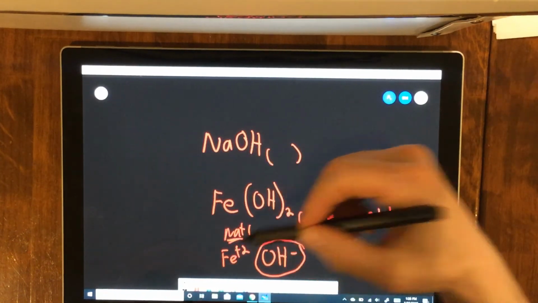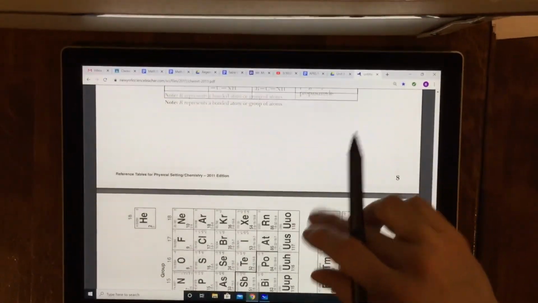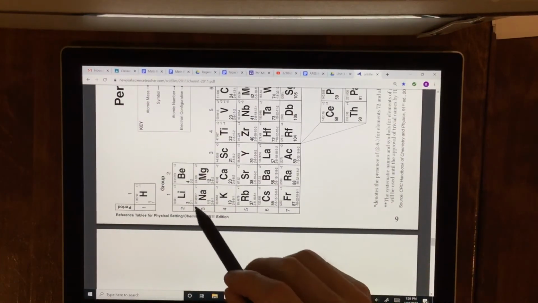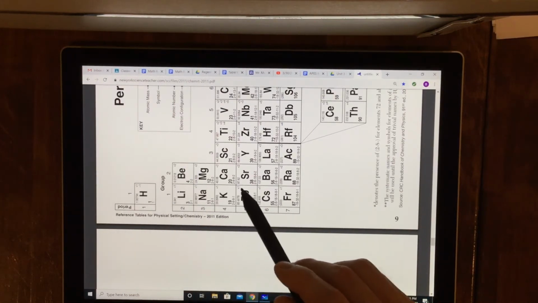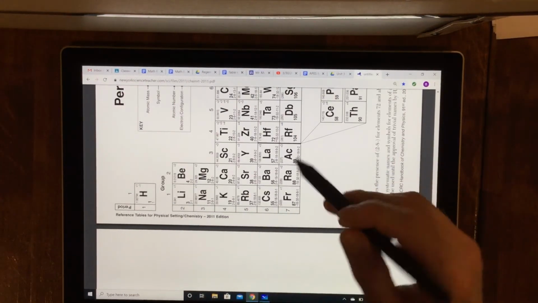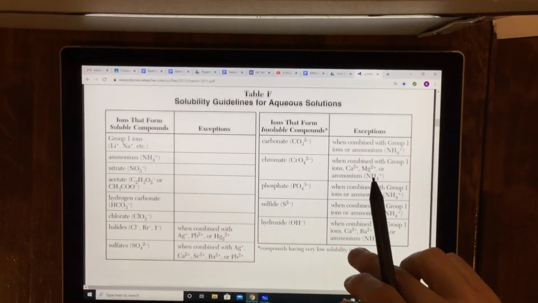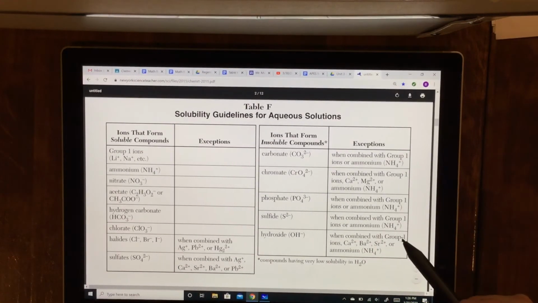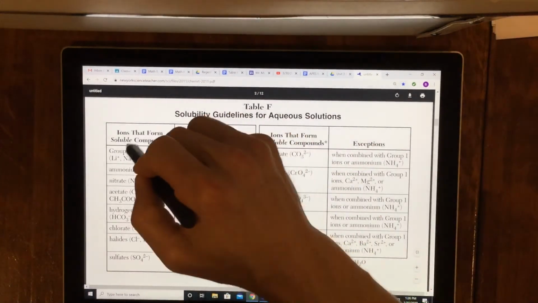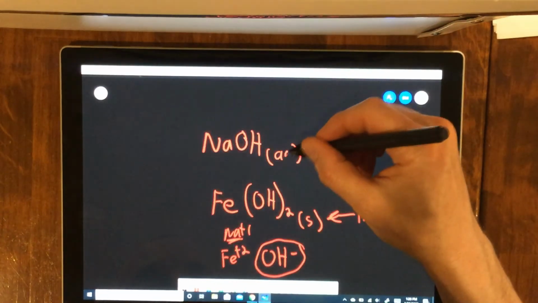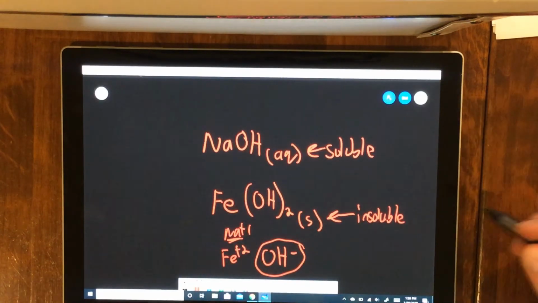Now, Na plus is in group 1, but just to prove it to you here, right? You should know this, but I know it's sideways. Na plus is in group 1. In fact, any of these ions, H plus, Li plus, Na plus, K plus, Rb plus, any of them bonded with OH minus, according to table F, would make it soluble. So group 1, Na plus bonded with OH minus is an exception to that rule. It is actually soluble. So NaOH would get AQ, which is soluble.